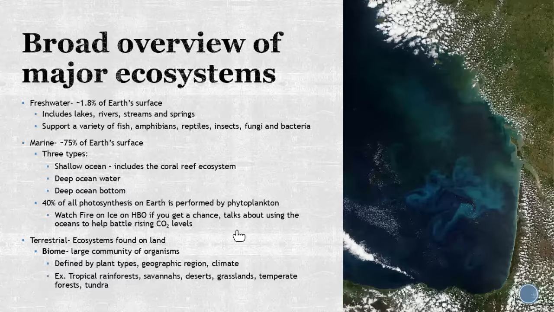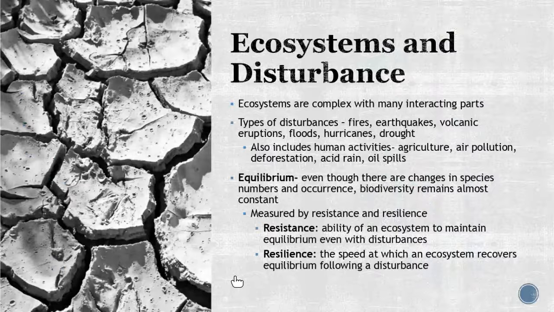Now we're going to talk about the different terrestrial ecosystems, and we're going to break them up into what we call biomes, which are these large communities. And like I mentioned, they're going to be defined by plants, the region, the climate. And these are just some examples that you're going to see on that lecture. Now, ecosystems have to be able to adapt because things are constantly changing. It can be due to humans, it could be due to natural disasters. There's all kinds of stuff out there.